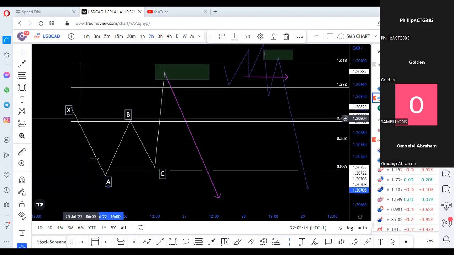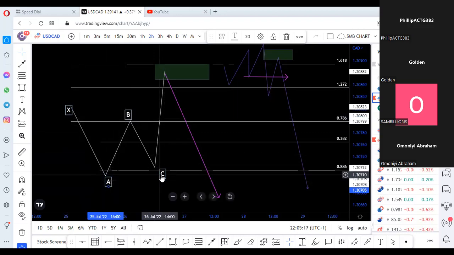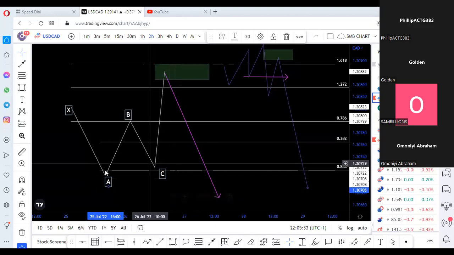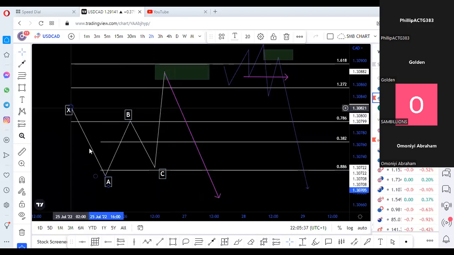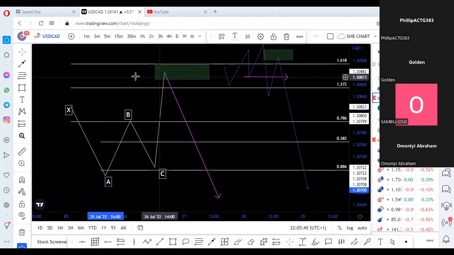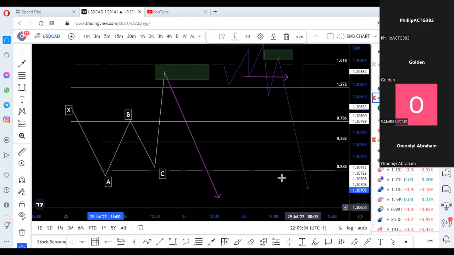Now to get your D, the only difference between this and that of Cypher is C. At that time it was the swing high, it was the swing low then, because we are dealing with bearish now. So C was the swing low then, but now it is A that is the swing low here. So from this X to this A, we give you this extension here, and that is at 1.618. That is how we get this, and then you wait for the same thing in this zone to just sell down.